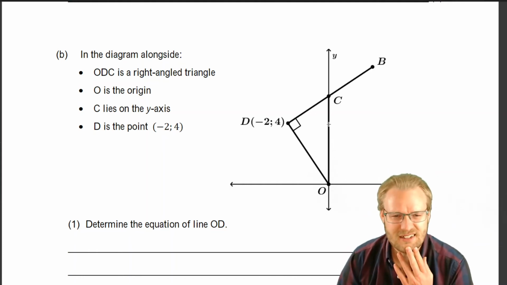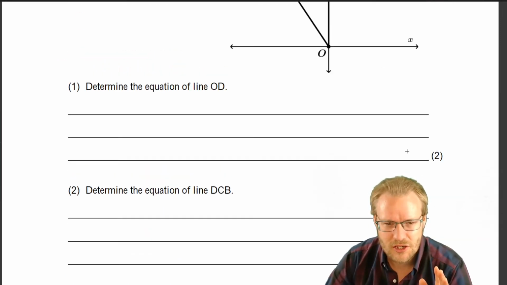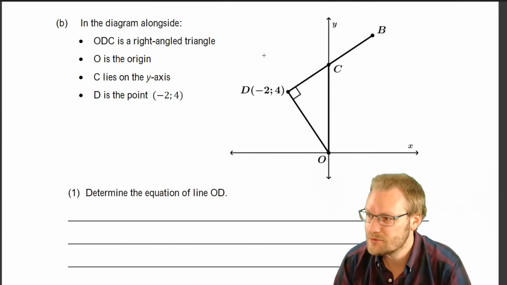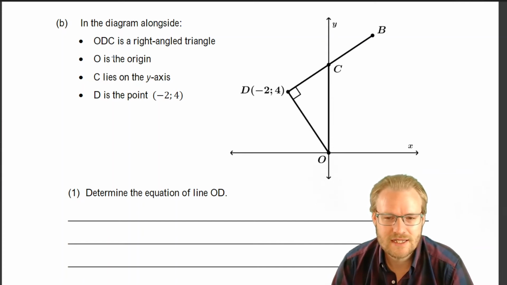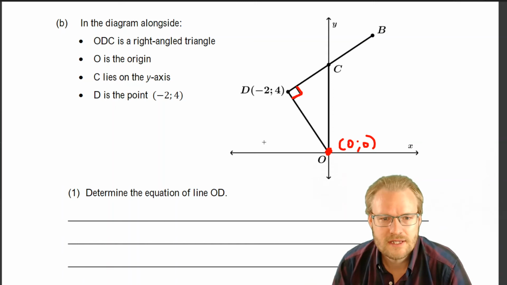In the diagram alongside. Remember, the whole point of this, and I'm going through it quite slowly, but you do need to spend a little bit of time getting into it. Now let me stop scrolling all around like a mad person. ODC is a right angle. In fact, it's a right angle triangle. ODC. O is the origin. Remember the origin, that's 0, 0. C lies on the y-axis. Cool. It looks like it lies on the y-axis.